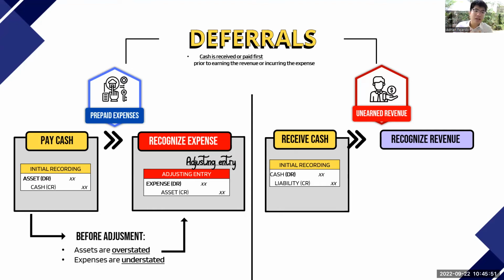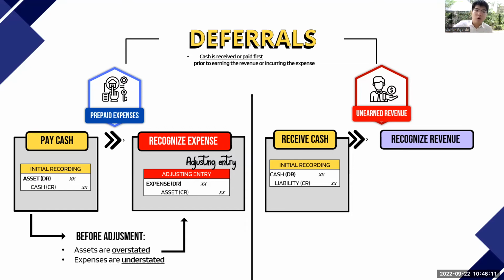But I haven't really performed the obligation that I promised. And therefore, I have a liability for that student, that I have to teach them for 2 sessions. So I have unearned revenue, meaning it's a liability. I haven't performed the obligation yet and therefore I can't recognize revenue.